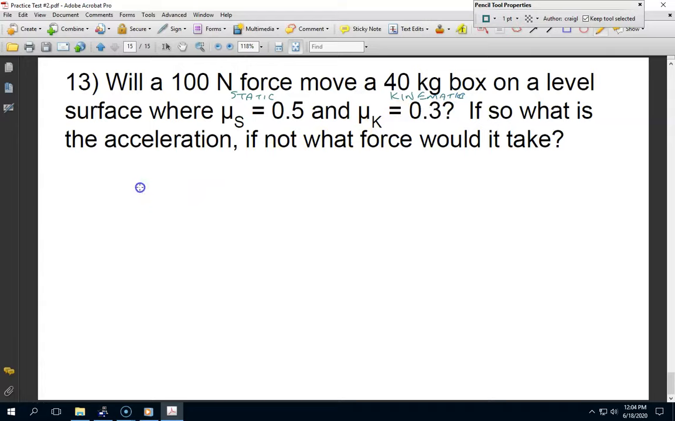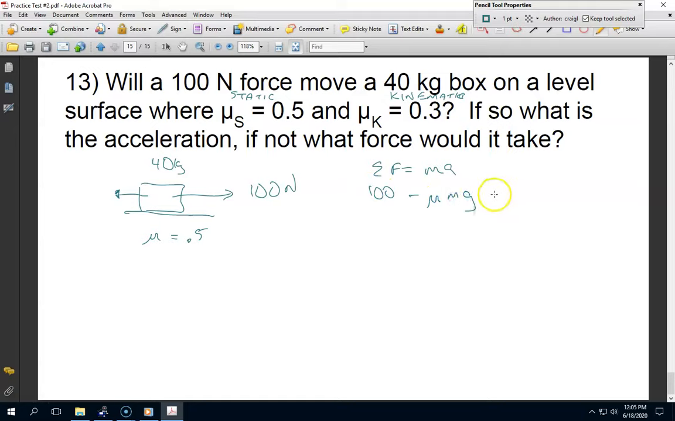So you've got to look at this thing and see what's going to happen here. I put 100 newtons on this box. It's 40 kilograms, and here's the table. The coefficient of friction before I get it moving is 0.5. So I need to draw a frictional arrow this way. When I sum the forces, I've got those 2 arrows: 100 newtons to the right, and minus mu mg, the friction, to the left, and that's equal to ma. Let's just see what happens here.